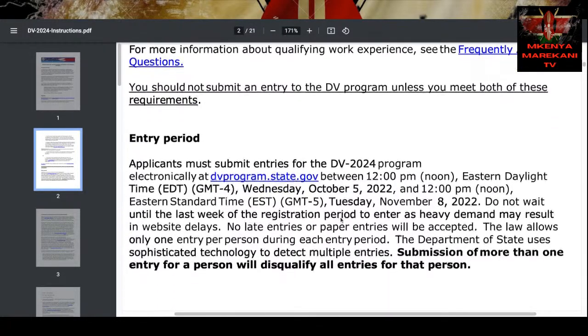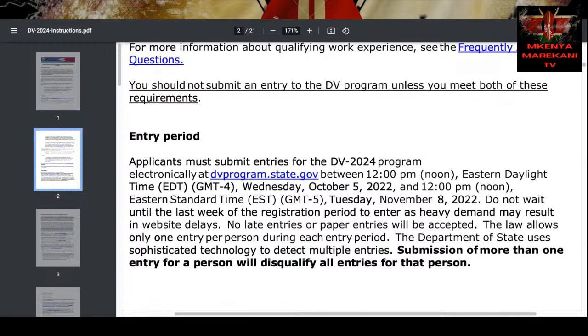And then the entry period. You also need to apply during the entry period, which from this season is from yesterday, the 5th, to the 8th of November. So you need to apply within that period. All these things I've been telling you, we're just confirming them. Submission of more than one entry from a person will disqualify all entries from that person.